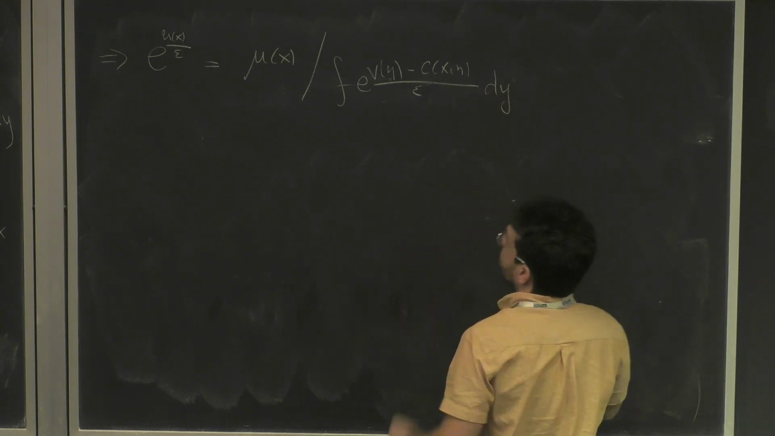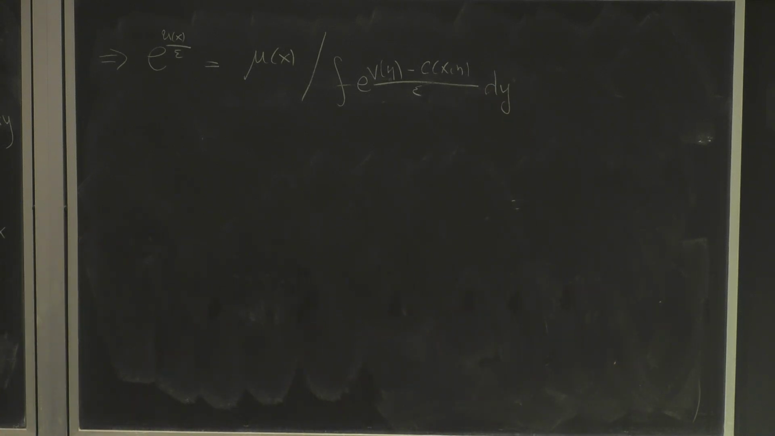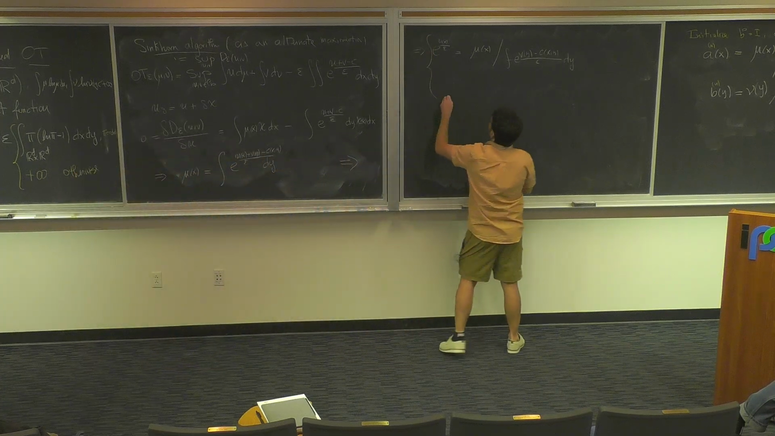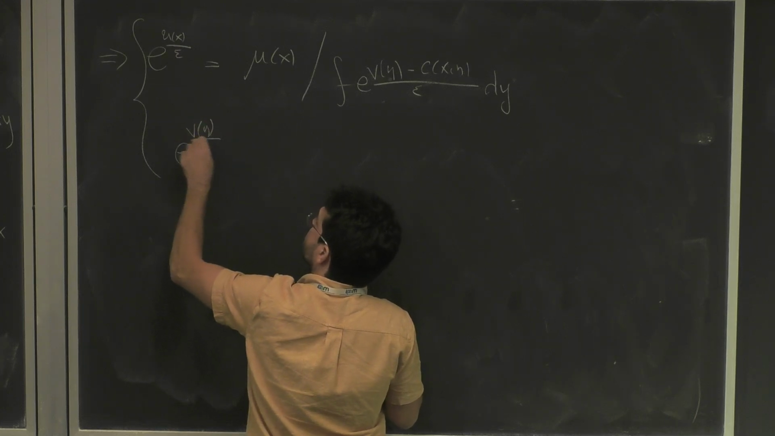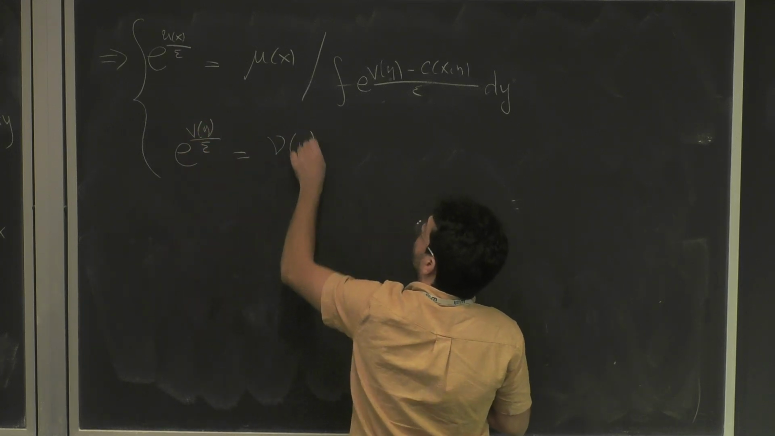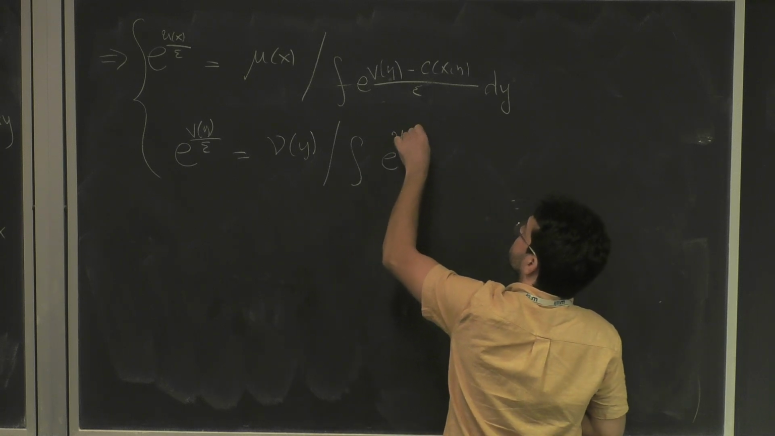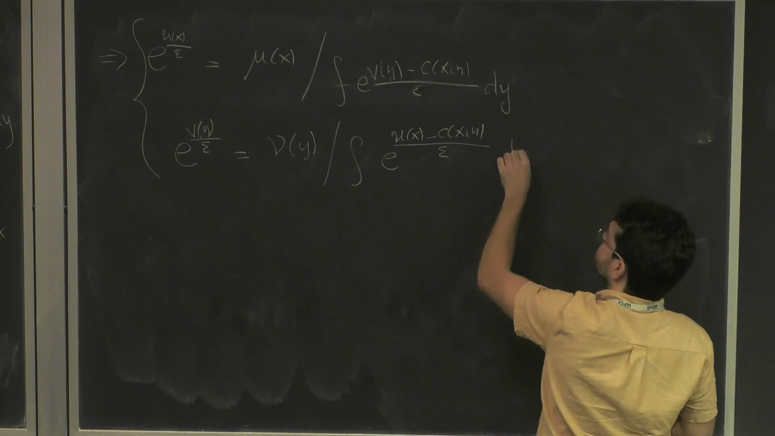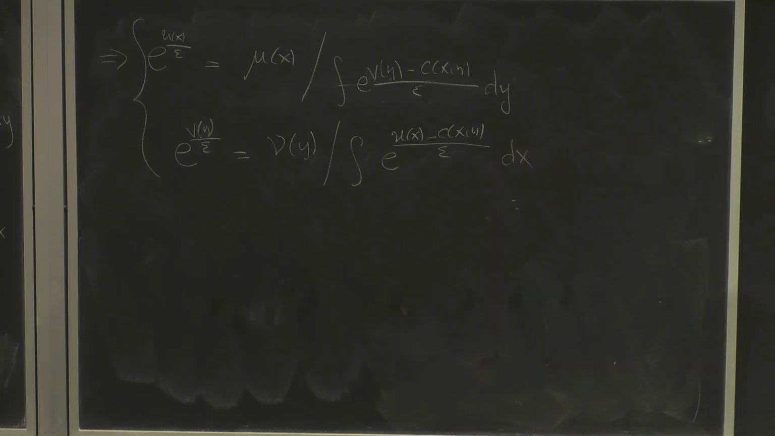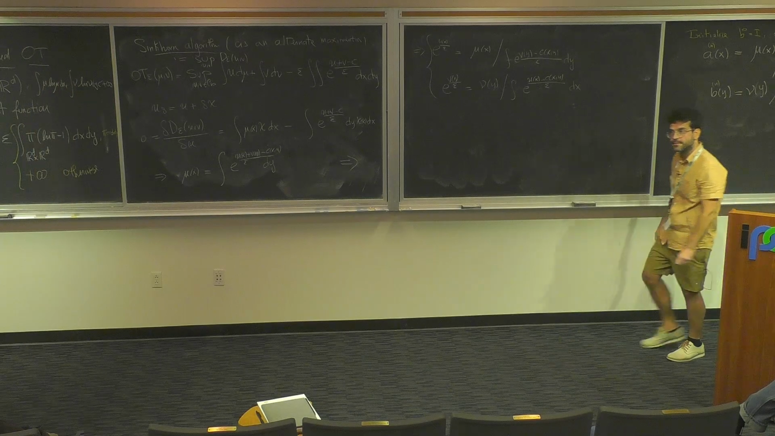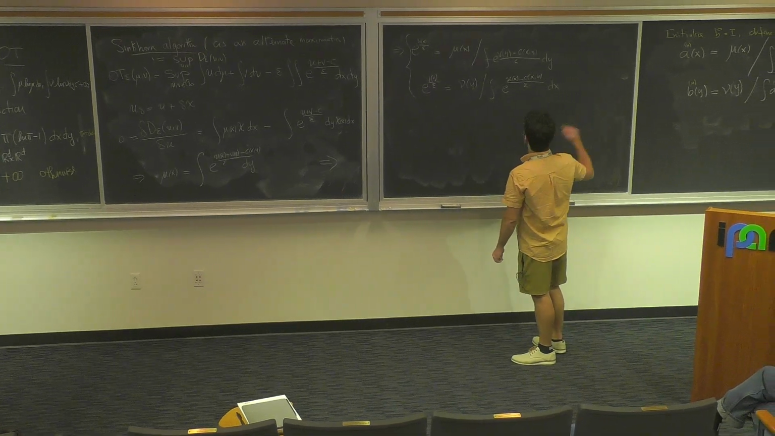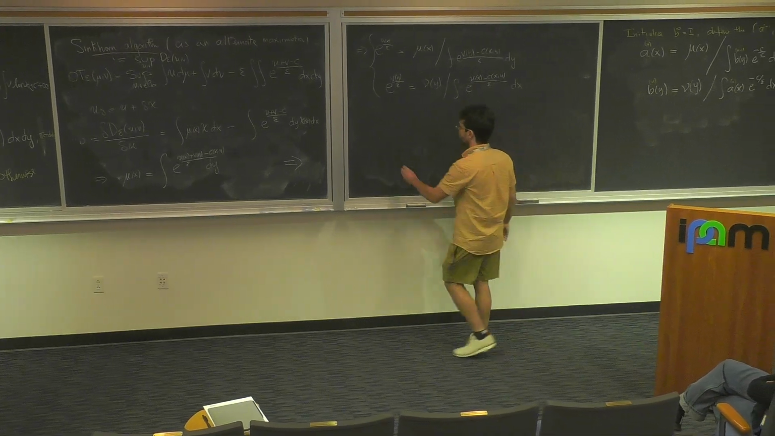And analogously, if I take the variation with respect to v and set it equal to 0, I get the other equation. So I get an equation that is like exponential of v of y divided by epsilon equals nu of y divided by the integral of e to the u of x minus c of x and y divided by epsilon dx. And if you look, if you identify a and b, like I did before, exponential of u and v, this gives you exactly the same algorithm. And one thing that I'm going to do, I'm not going to do the change of variable a and b, I'm going to write this system in an equivalent way.